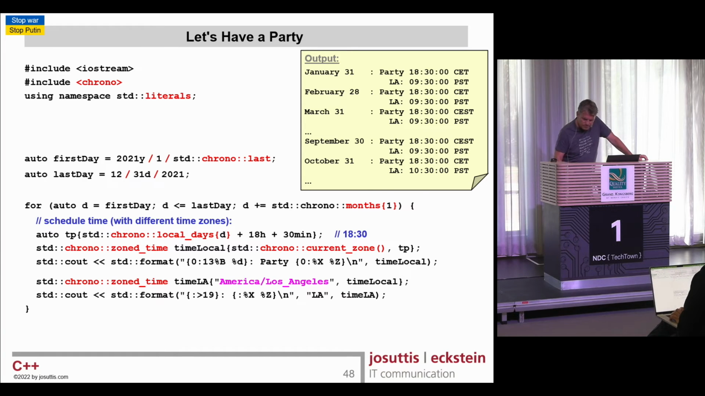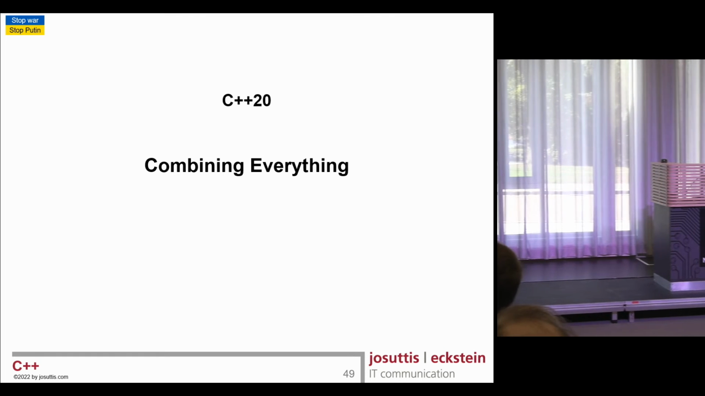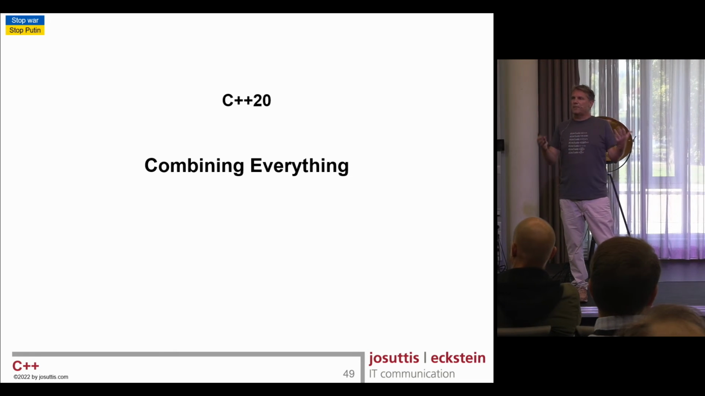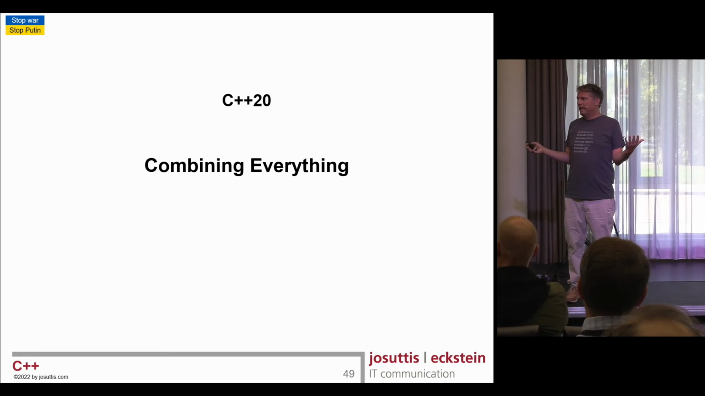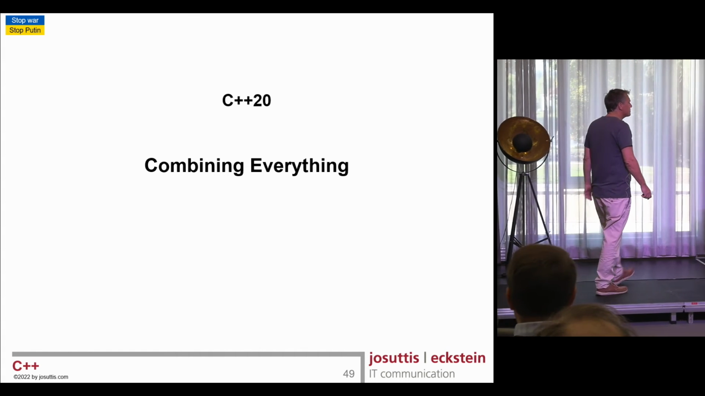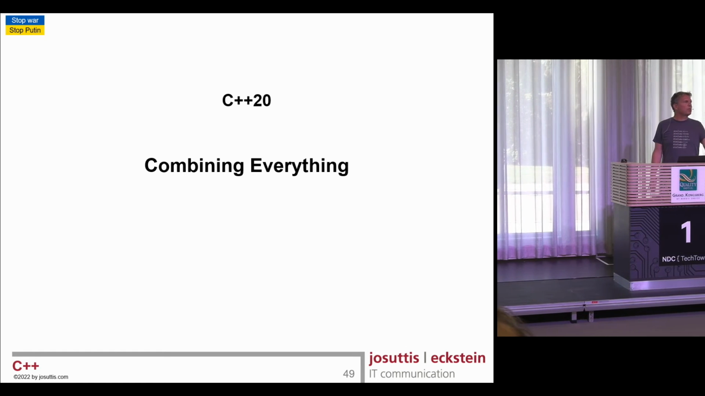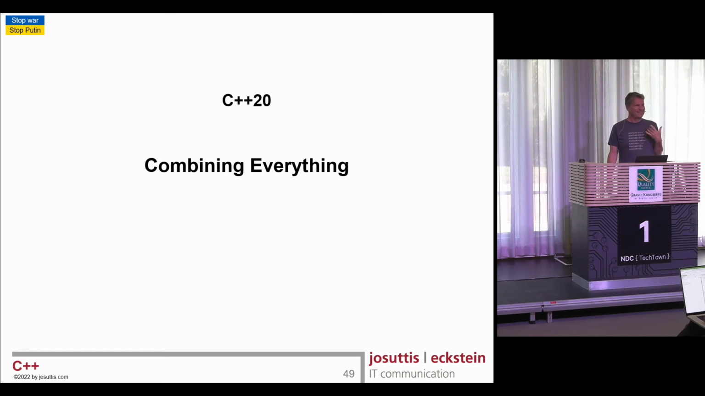What time is it? Okay. Let's combine everything. So concepts, ranges, views, the Chrono library, multiple threads using jthread and atomic references. Let's combine everything. So at the end, this is a talk about the favorite C++20 example I have.